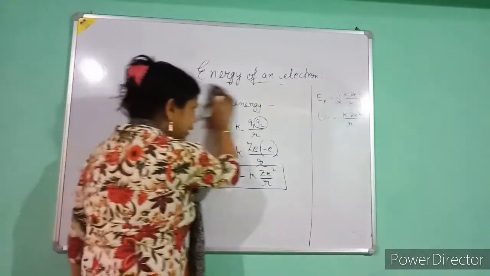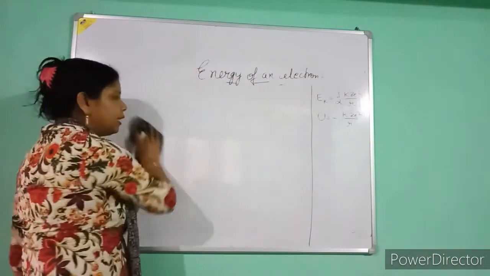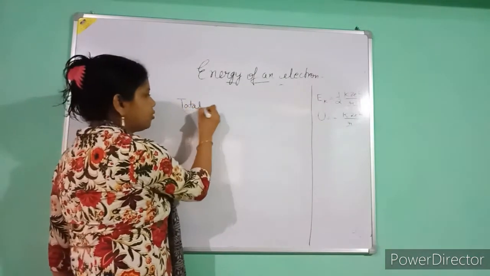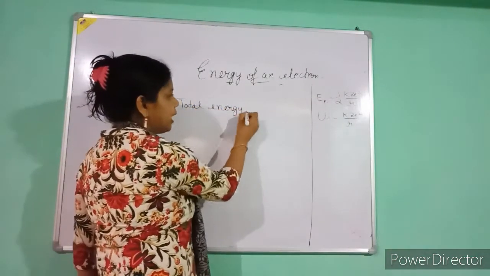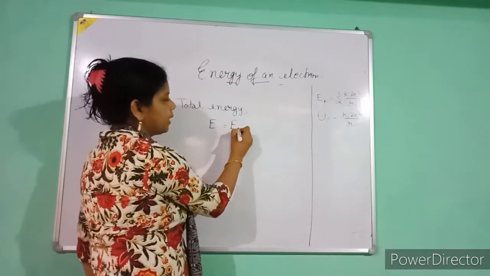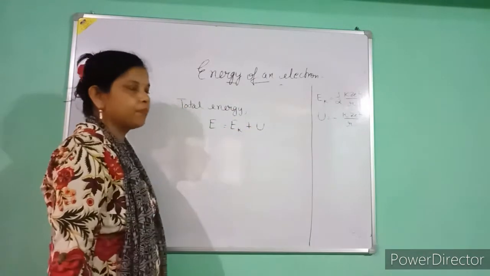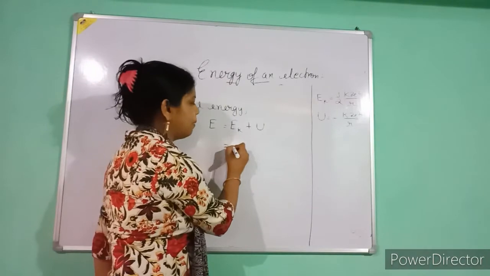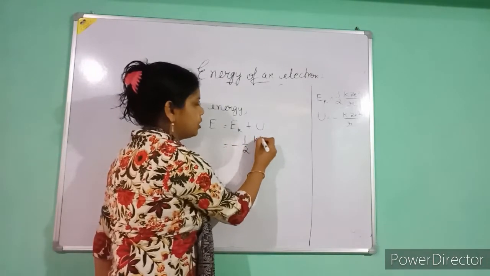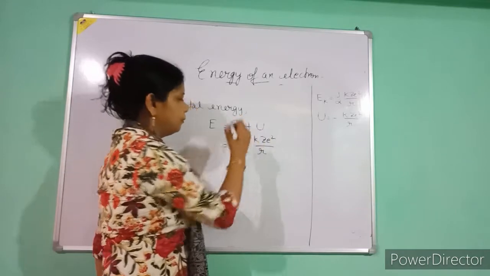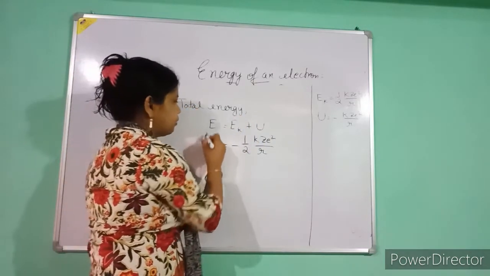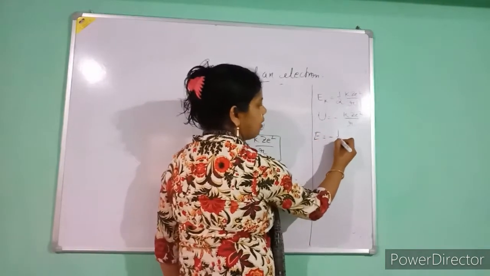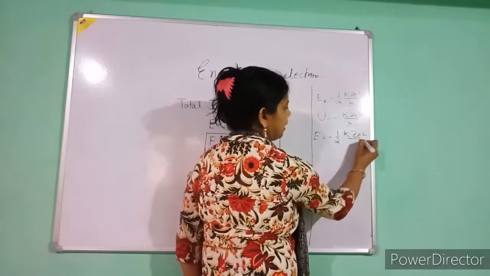So if I get the kinetic energy, if I get the potential energy, can I tell the total energy of the electron? So what will be the total energy of the electron? If I write this as E, it will be equal to the sum of the kinetic energy and the potential energy. If I solve this, I will get the formula minus half of KZE squared divided by R. So the total energy is equal to this: E is equal to minus half of KZE squared divided by R.